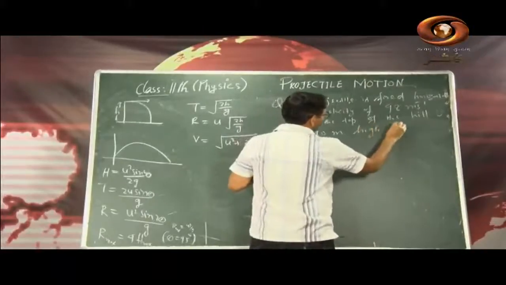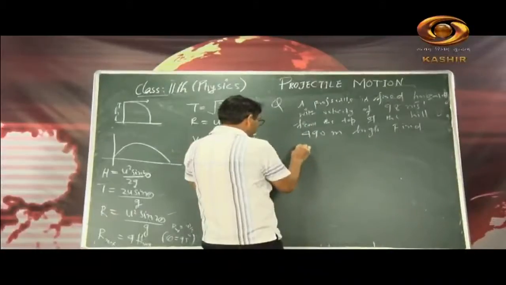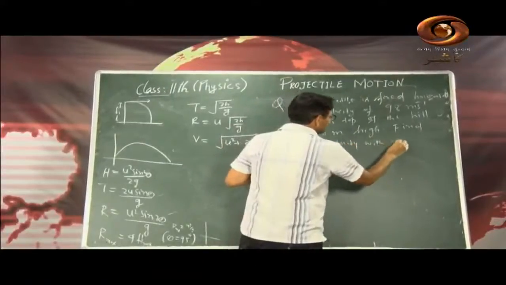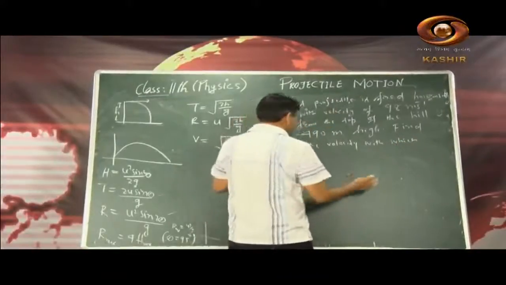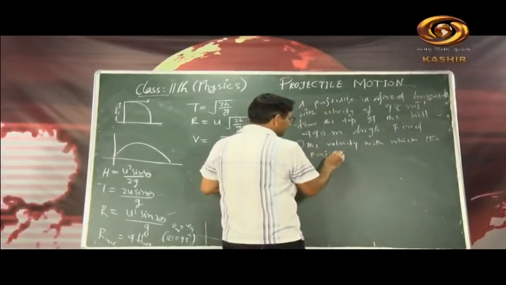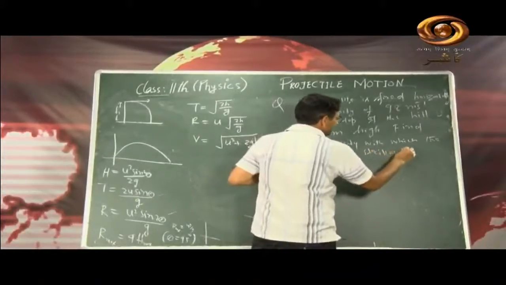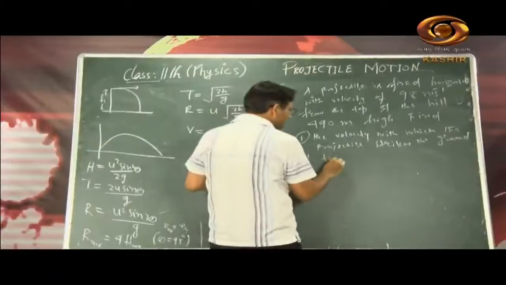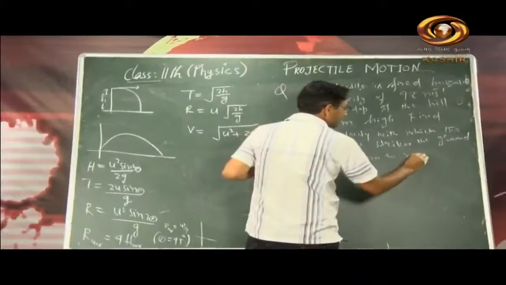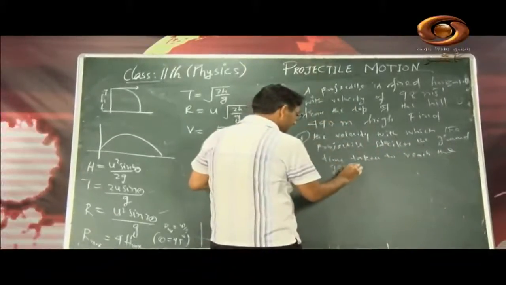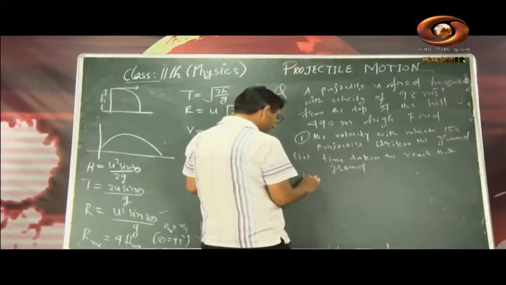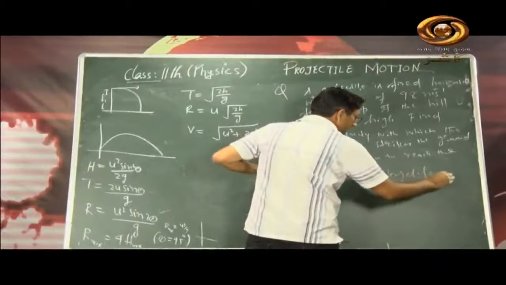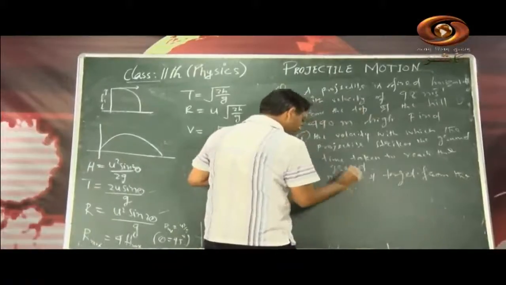फाइंड, हमें क्या बताया गया, फाइंड पार्ट नंबर फर्स्ट, the velocity with which the projectile strikes the ground. This is point number 1. Point number 2: the time taken to reach the ground. And the third point is the distance of the target from the hill. ये 3 पॉइंट्स हमें बताए गए.